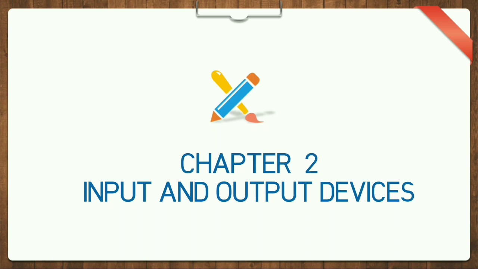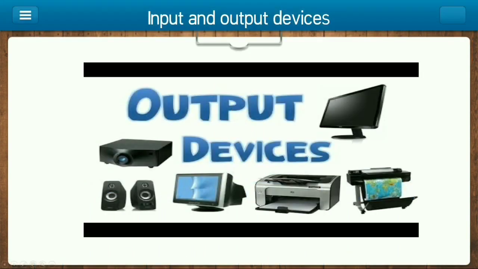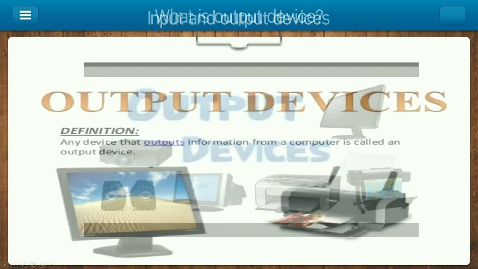And today we are going to learn chapter 2, Input and Output Devices. In this chapter, today we are going to learn output devices. In our previous classes, we have learned about input devices. In that class, we learned what is an input device and the types of input devices: keyboard, mouse, joystick, light pen, gamepad and digital camera. We have learned all, and today we are going to learn output devices.